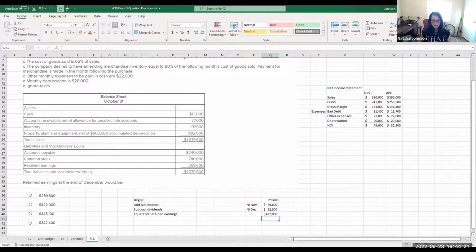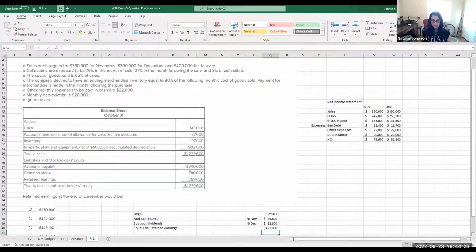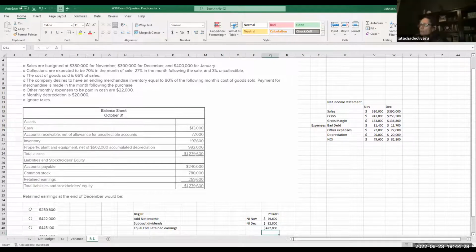So that's the right answer, 422,000 retained earnings. So you add all of those together. You take the 259 and then you add the two.